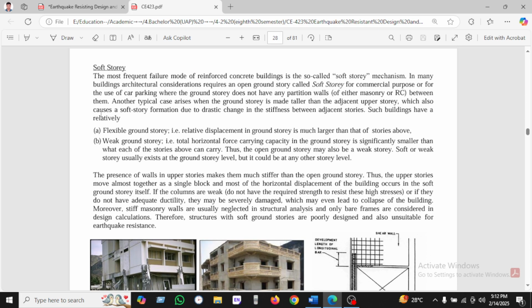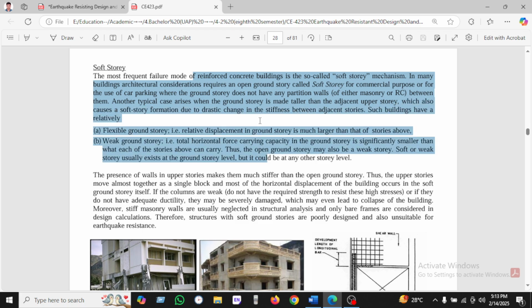The most frequent failure mode of reinforced concrete buildings is called the soft story mechanism. In many buildings, architectural considerations require an open ground story, called a soft story, for commercial purposes or for parking, where the ground story does not have partial walls, either masonry or RC between the columns. Another typical case arises when the ground story is made taller than the adjacent upper story, which also causes soft story formation, with a drastic change in stiffness between adjacent stories.